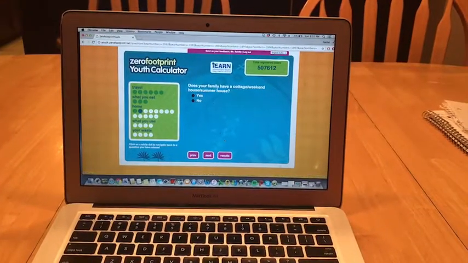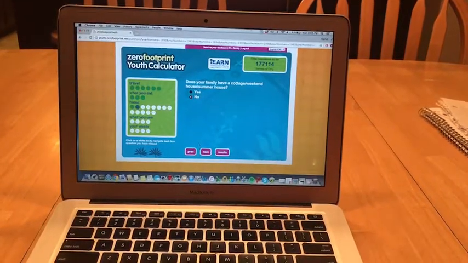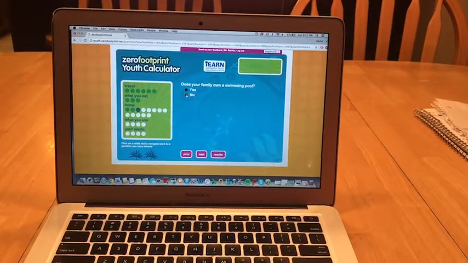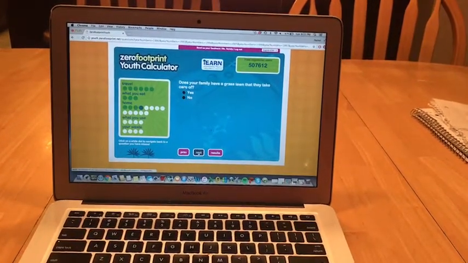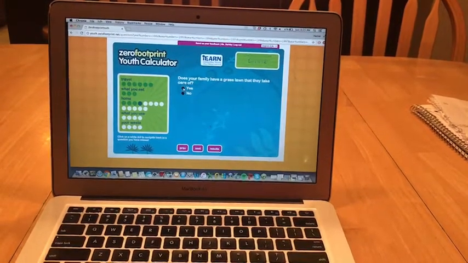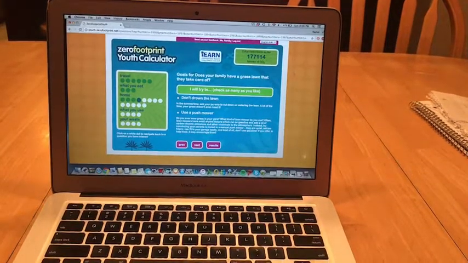Does your family have a weekend house or summer house or cottage? I'm going to put no. Remember, this is based on you. Does your family own a swimming pool? I'm going to put no. Does your family have a grass lawn that they need to take care of? I'm going to put yes. We have a lawn. Don't drown the lawn.